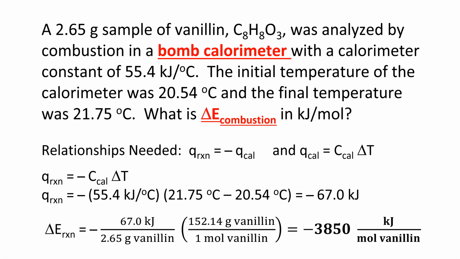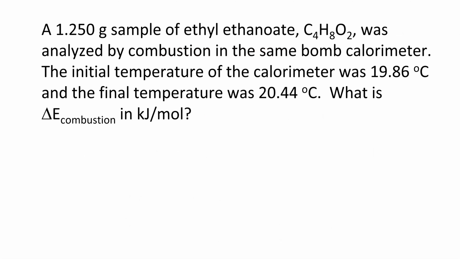All right, let's see if we're ready to try one on our own. So here's a second one to try. Remember to, again, pause the video if you want and give yourself a chance to work it out on your own. All right. So a 1.250 gram sample of ethyl ethanoate, C4H8O2, was analyzed by combustion in the same bomb calorimeter that we just used in the previous problem. And the initial temperature of our calorimeter is 19.86 degrees Celsius, and the final temperature was 20.44 degrees Celsius. So, similar question. What is the delta E for this combustion reaction in, again, kilojoules per mole?